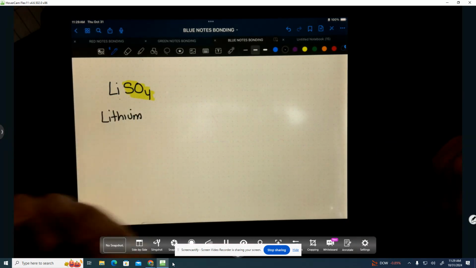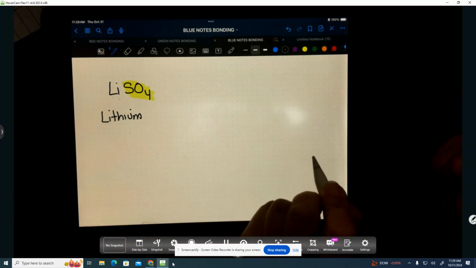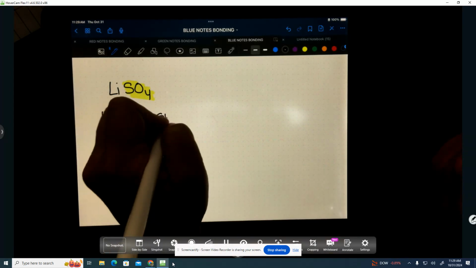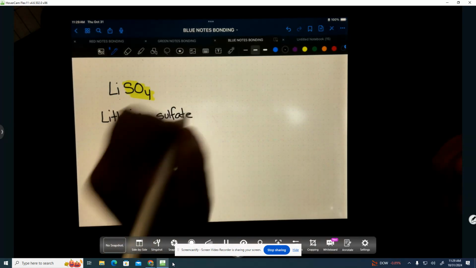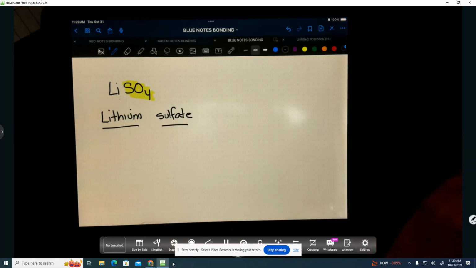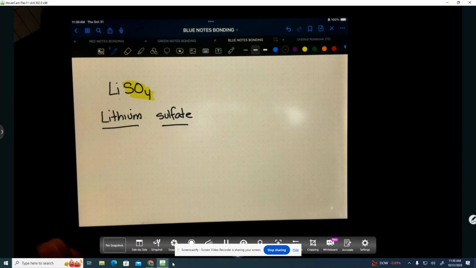So now when we go to name this thing, we're going to name the lithium. And then the second part, the anion part, is going to be sulfate. So this is lithium sulfate. You always have a first name and a last name. The first name is the cation, the last name is the anion.